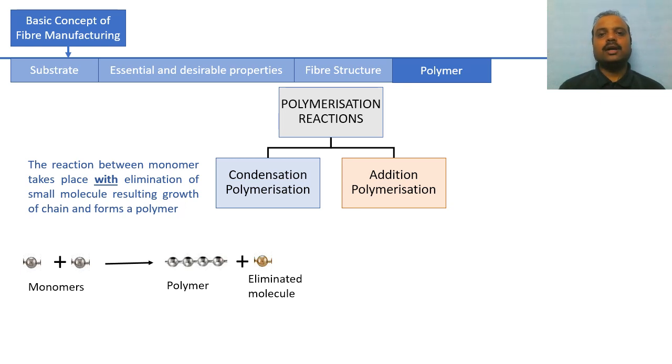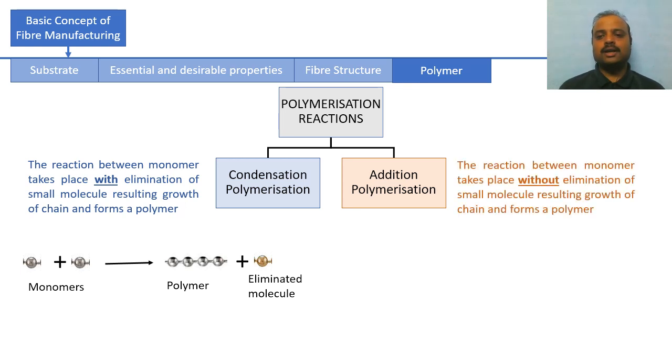Whereas in addition polymerization, the reaction between monomers takes place without elimination of a small molecule, resulting in growth of the chain and forming a polymer. Here, two monomers are joined together and a polymeric chain is formed without any byproduct.